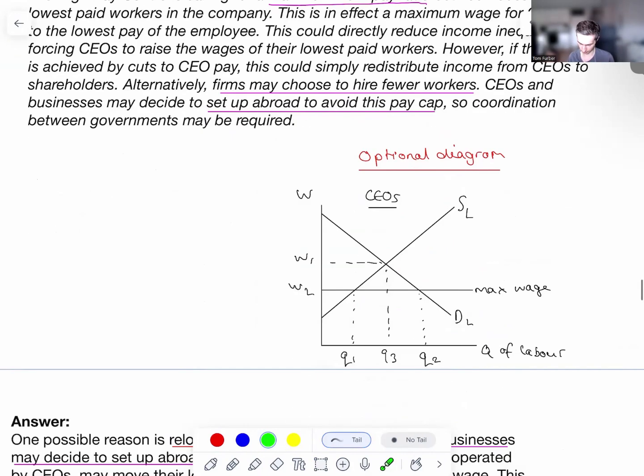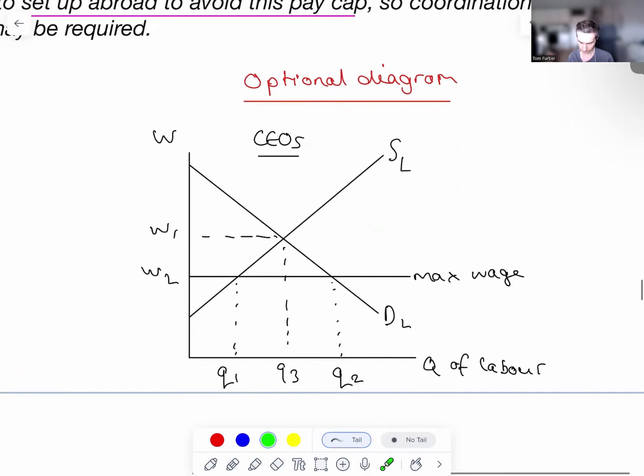Now, here's an optional diagram that I'll zoom in on briefly. This would show the effect of a maximum wage in a labour supply, labour demand diagram. So W1 Q3, where labour supply meets labour demand, that would be where the market would be without the maximum wage. The maximum wage would be put in place below the free market equilibrium. That leads to supply of labour falling. You'd have fewer CEOs, and you'd have demand for labour increasing to Q2, meaning more demand for CEOs because they're cheaper relative to the wage they were being paid before. That could lead to this excess demand of CEOs between Q1 and Q2.